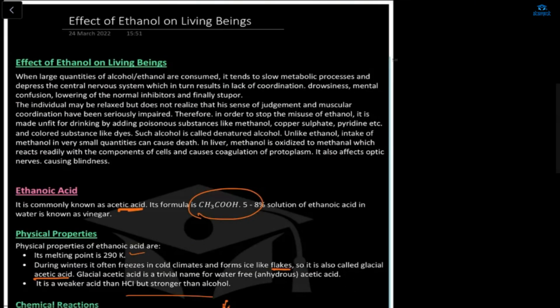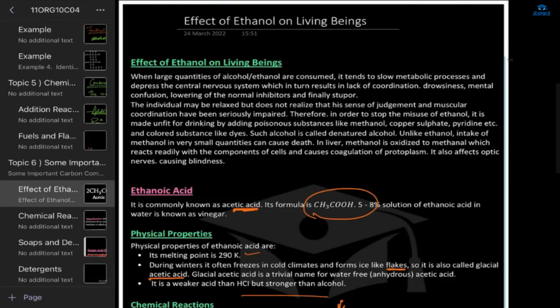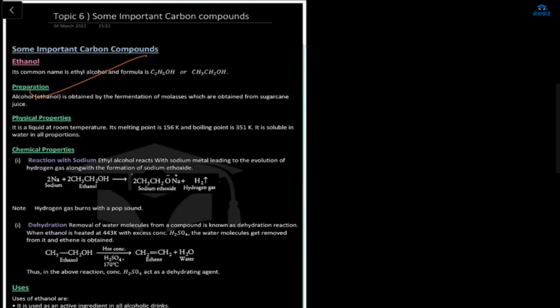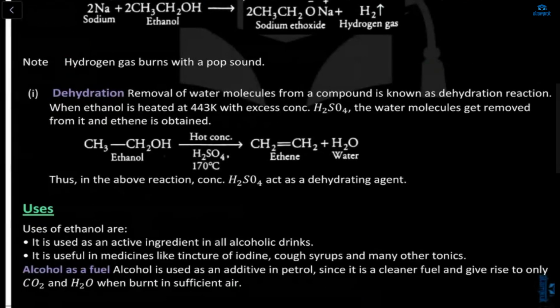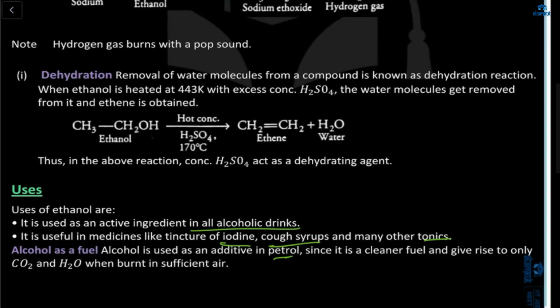So please go through these important notes. This one, and this one, you have to go through. Okay, so here, what is the use of ethanol? Ethanol is used in your alcoholic drinks. It is used for medicines like the tincture of iodine, cough syrups, and some other tonics. Ethanol is also used in petrol since it is a cleaner fuel and gives rise only to carbon dioxide and water when we burn it in a sufficient amount of air.